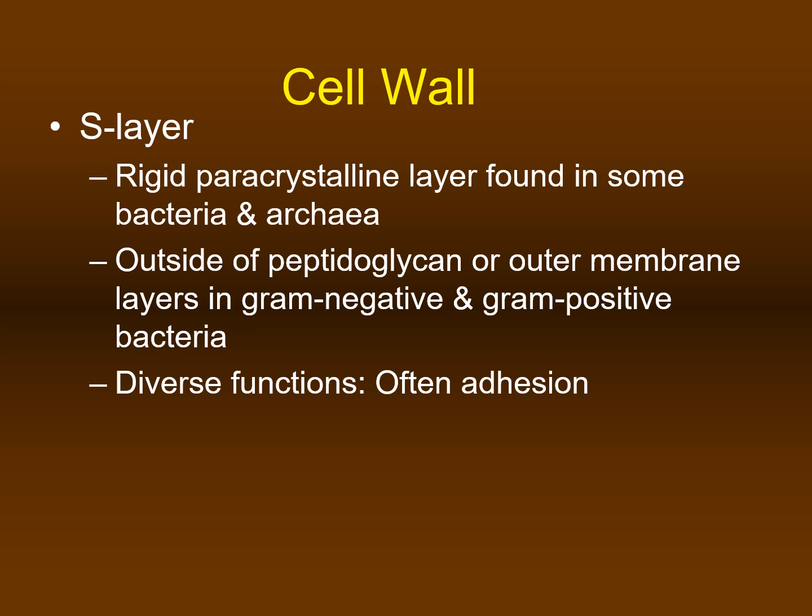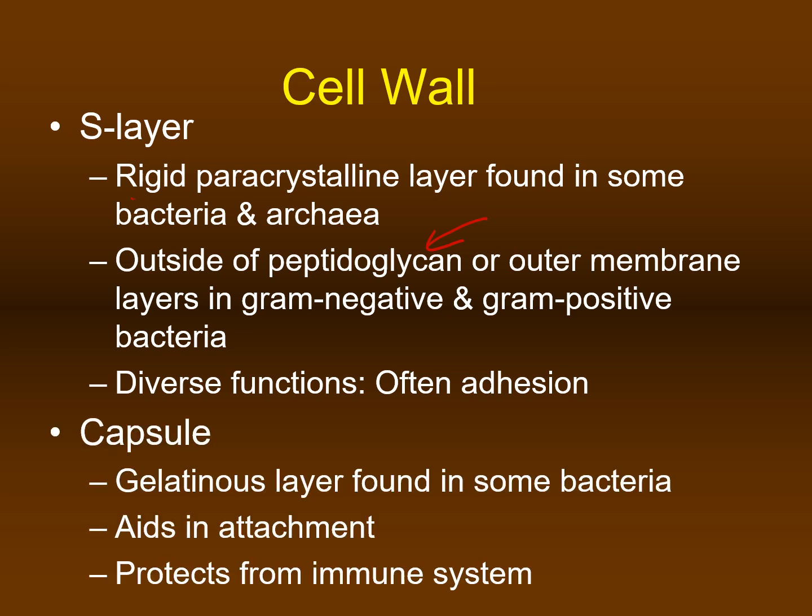Another type of cell wall, which is sometimes found in archaea, is S layer. It's a paracrystalline layer, which is formed for the most part by proteins and to some extent carbohydrates, which exists outside of peptidoglycan or outer membrane. For the most part, its function is adhesion.